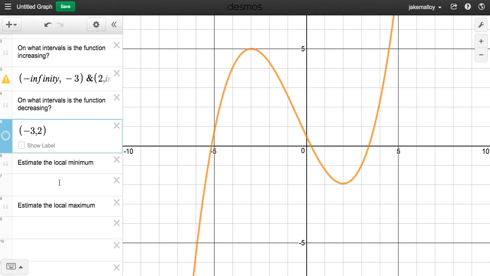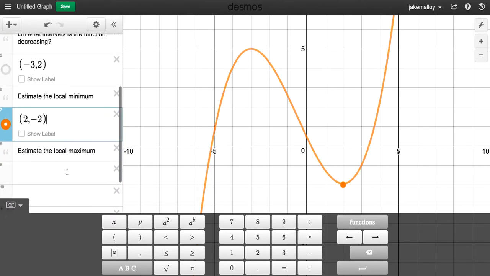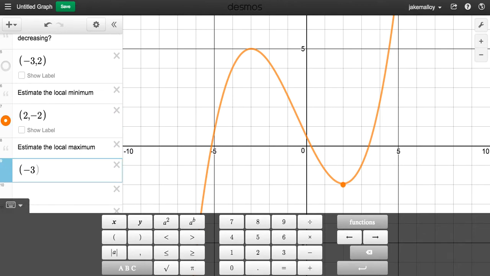All right, then we want to estimate the local minimum. Well, for us, it looks like the local minimum is at 2, and maybe it looks pretty close to -2. In our case, it's not actually exactly that, but that's pretty close. And then estimating the local maximum, it looks like we're at -3, which is what we should expect, right? That our maximums and minimums are related to the edges of our increasing and decreasing range. And then it looks like 5.